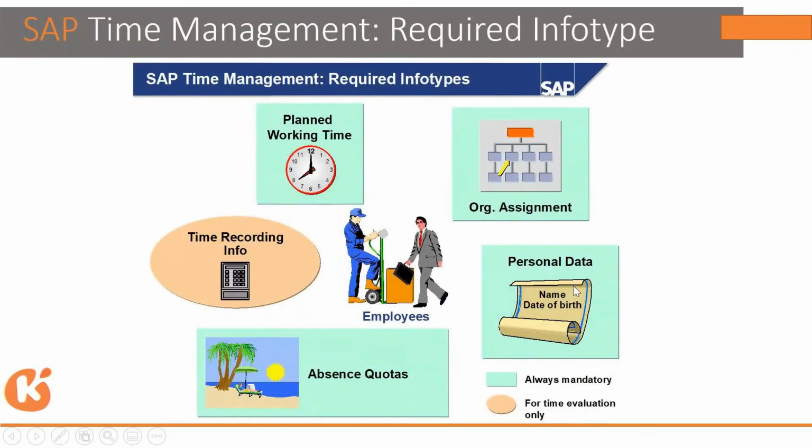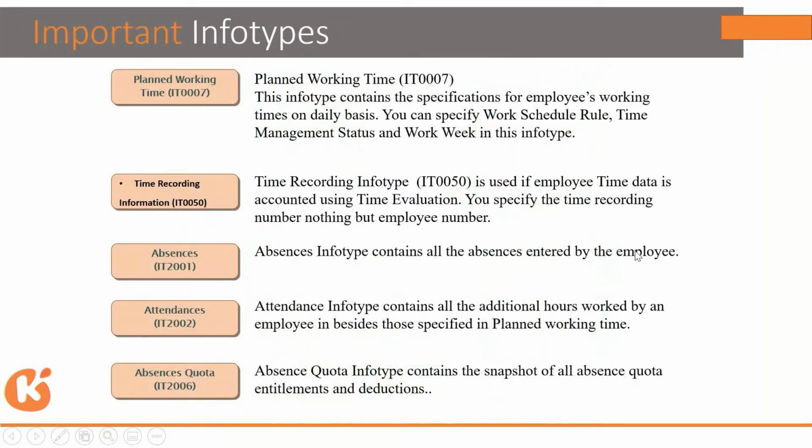Okay, so next slide. Here we can see planned working time, which is shift planning, which I have already explained. Next, time recording information, which is swipe in and swipe out, and absences, organization data, and employee data, personal data. So this is the employee's basic data. The next slide. These are a few important infotypes, which is the required data for time evaluation, only for time management.